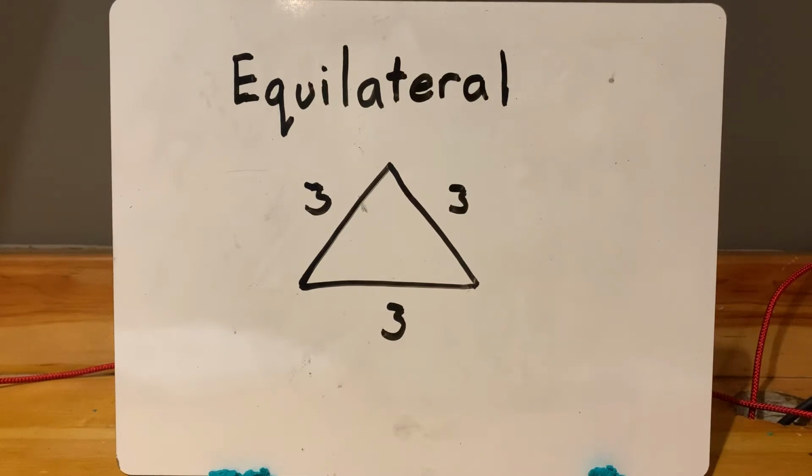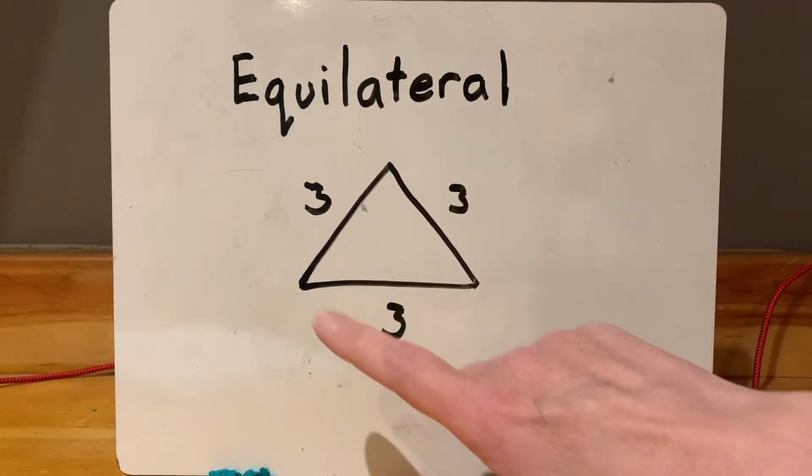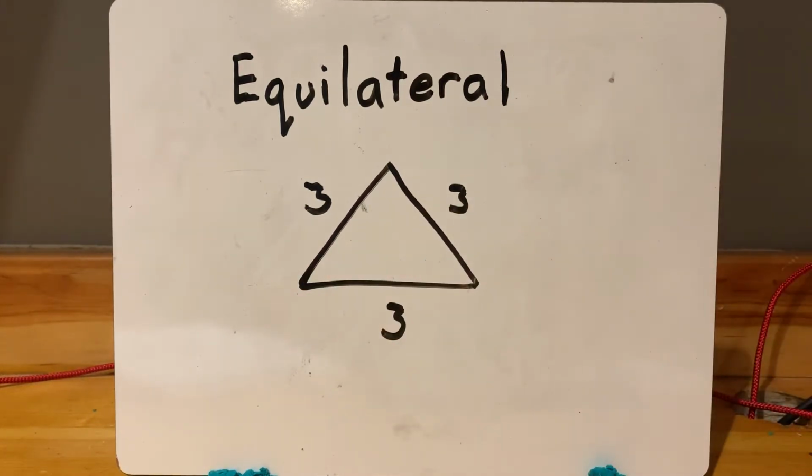On the whiteboard, we have an equilateral triangle. All three sides are equal in length. So in an equilateral triangle, all three sides will be the exact same measurement or length.